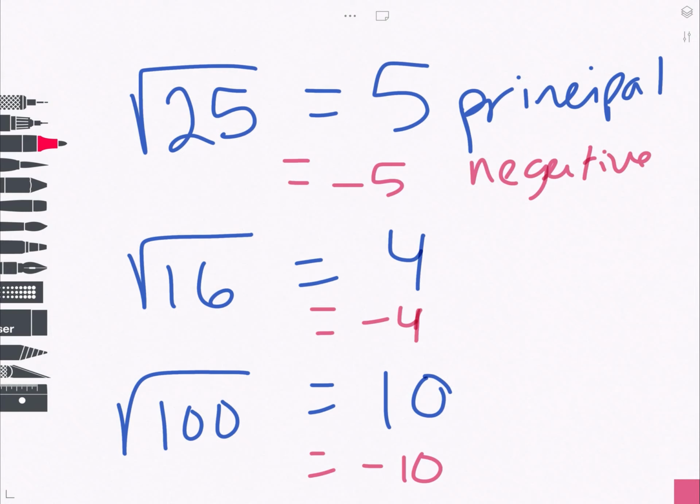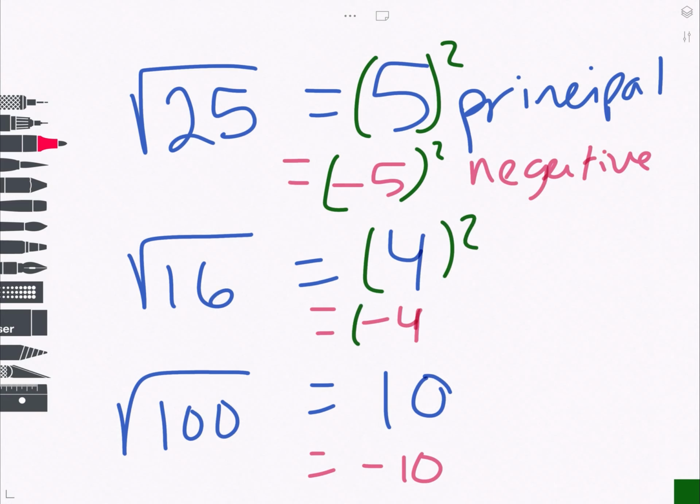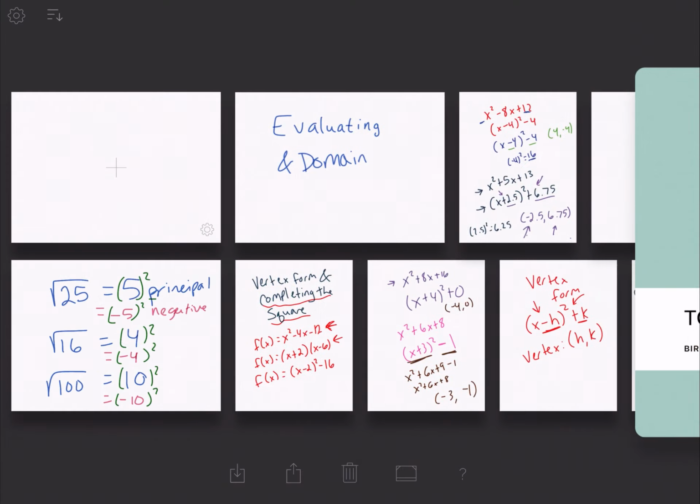So we always have two square roots whenever we take a square root. Because 5 squared is 25, as is negative 5 squared. 4 squared is 16, negative 4 squared is also 16. 10 squared is 100, and negative 10 squared is also 100. So a square root always has two answers, so would a fourth root or a sixth root. The principal, which basically just means positive, and the negative version of it, which is just called the negative.